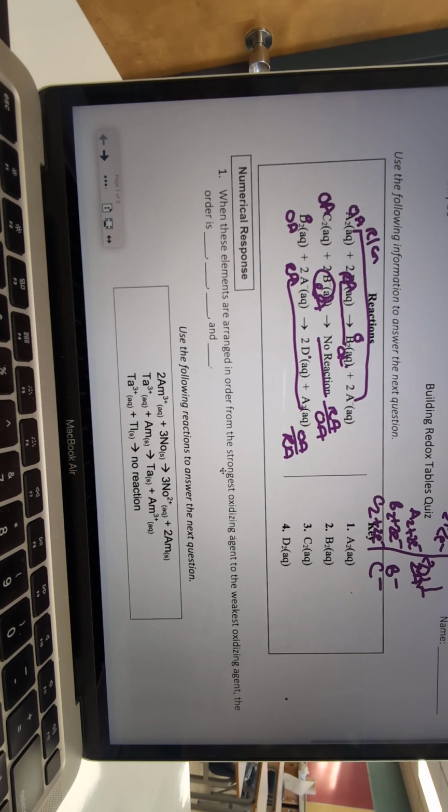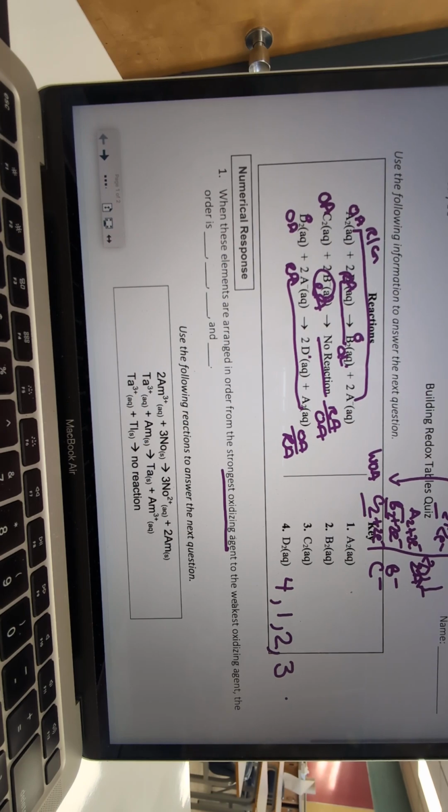So now in order from strongest oxidizing agent to weakest, you would read the table from top left, so strongest OA, and then you go down to your weakest OA. So when we're looking at it, your strongest would be D, and then your next one would be A, and then B, and then C. So I'm just following this, so D was first, then A, then B, then C.